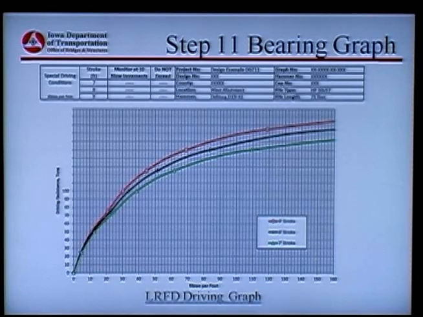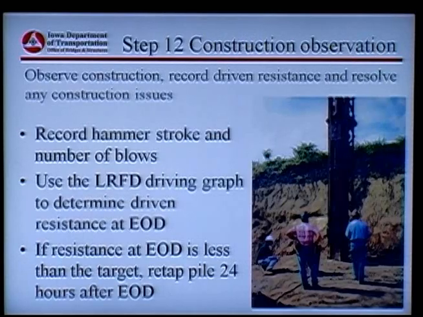So we would come up. If we had a 7-foot stroke, we'd pick it off. In this case, it would be like 103 ton of capacity. If it was an 8-foot stroke, it's a different value. 9-foot stroke, it's a different value. And then the inspector would go up, across, record what that number is from the chart, and record it in his driving log. So he's going to record the stroke and blows. It's going to use that graph. And if it's not adequate, then we've got to come back and do a retap.